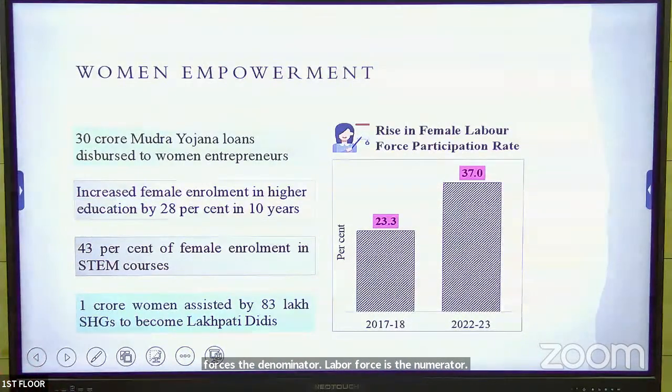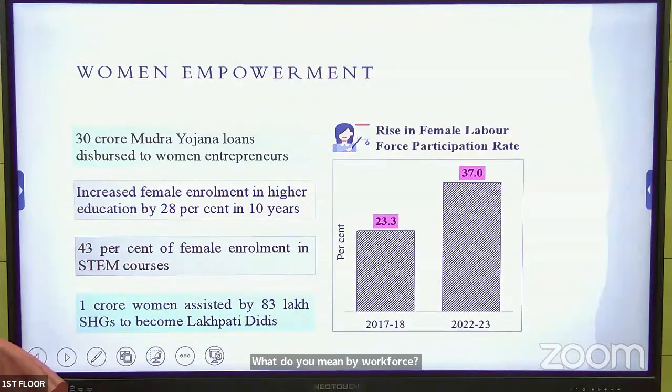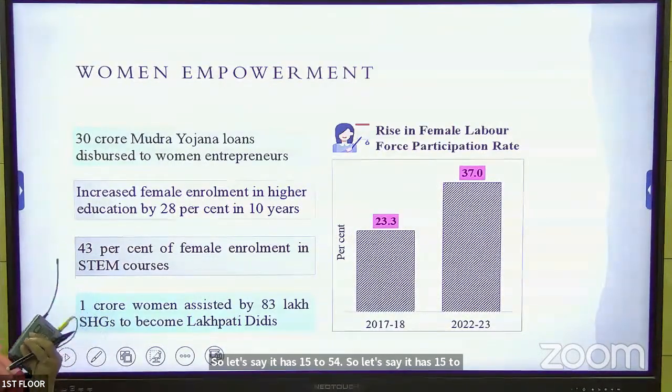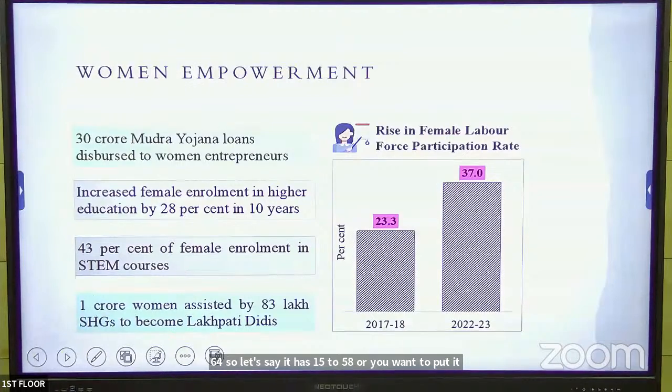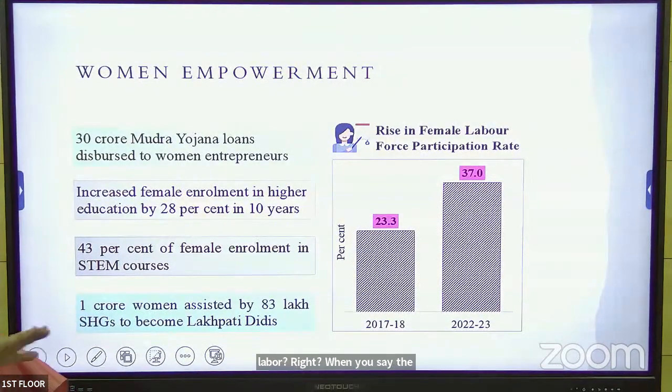What do you mean by workforce? Particular age. Say some age. Actually, they start from 15 up to 64. So let's say 15 to 58, or you want to put it as 15 to 64 in some cases. So that is the total workforce. In the workforce, how many of the people are in the labor? Right? When you say the labor, don't assume that you are all in that particular age group. You are all in the particular age group, but this is the total country. Some of you are working, some of you are not working.